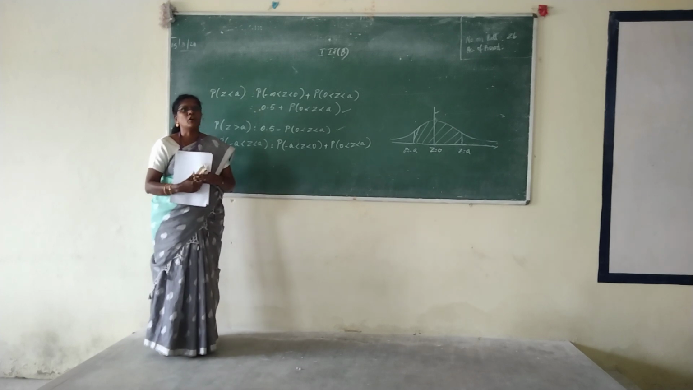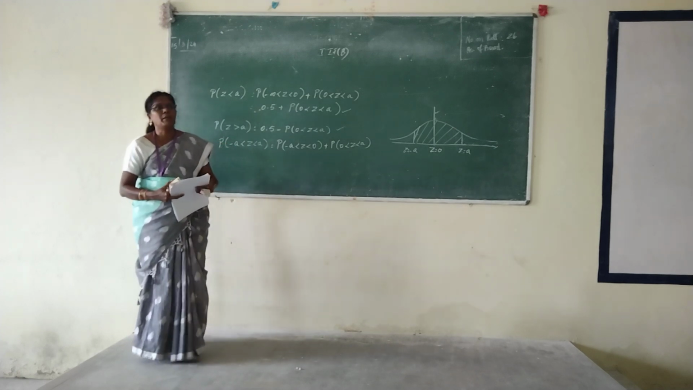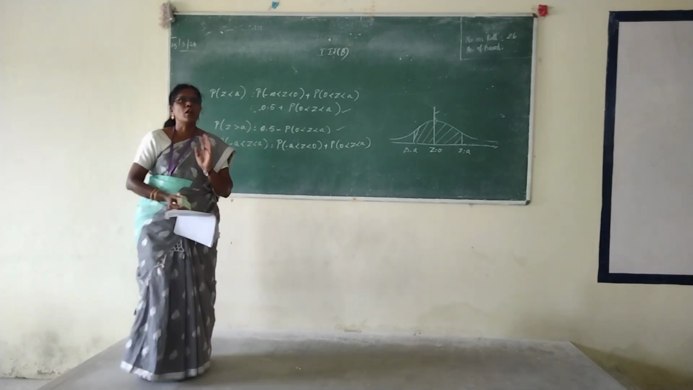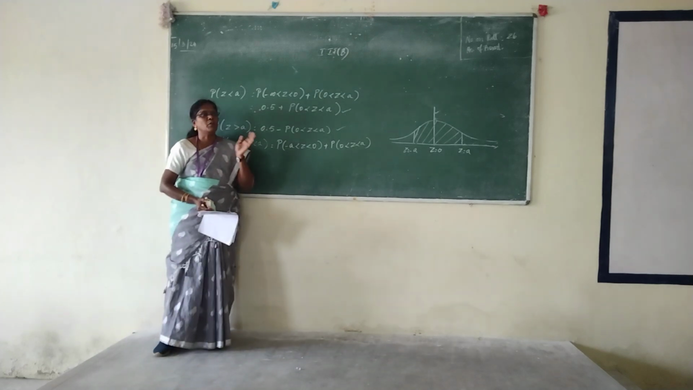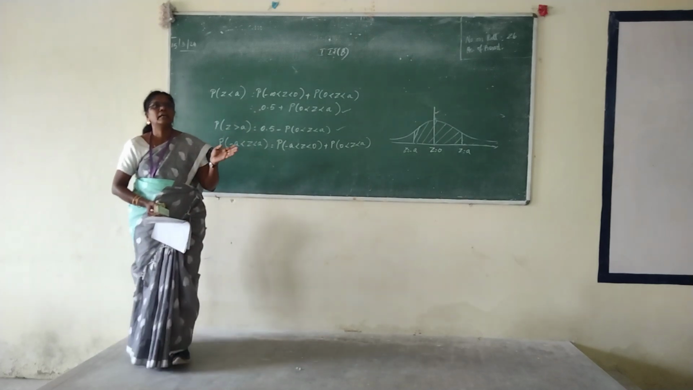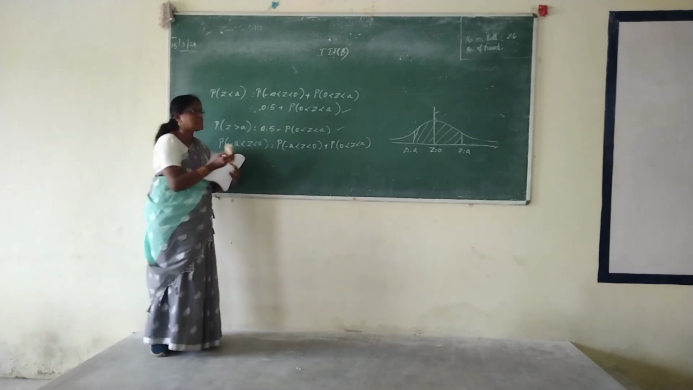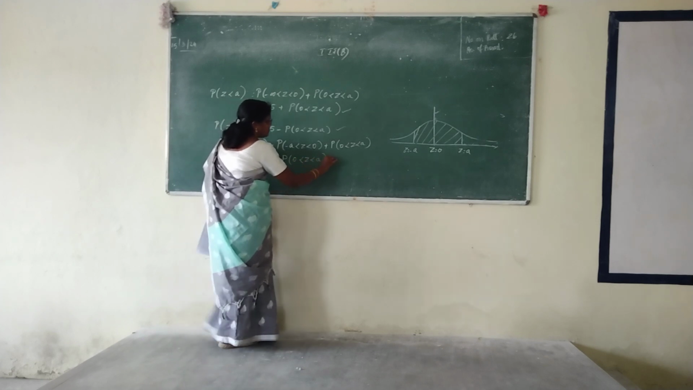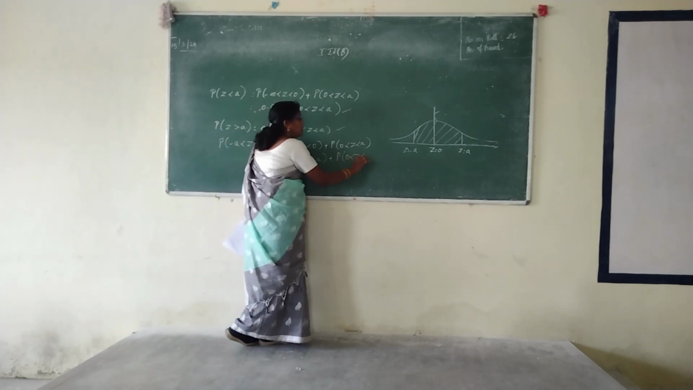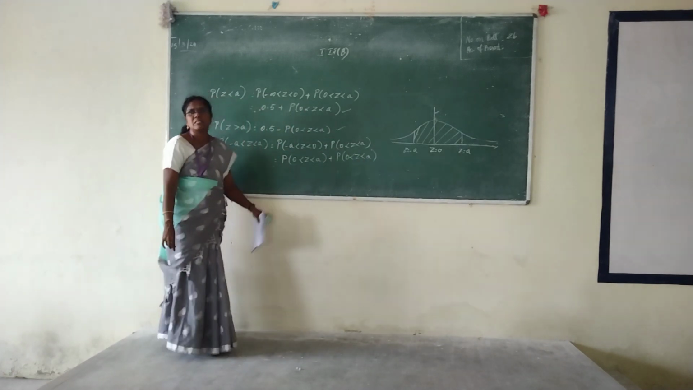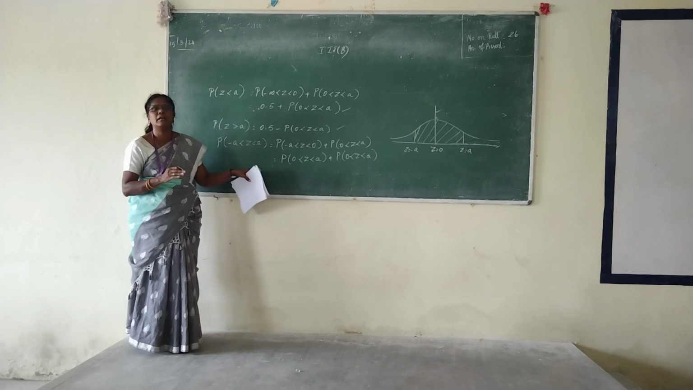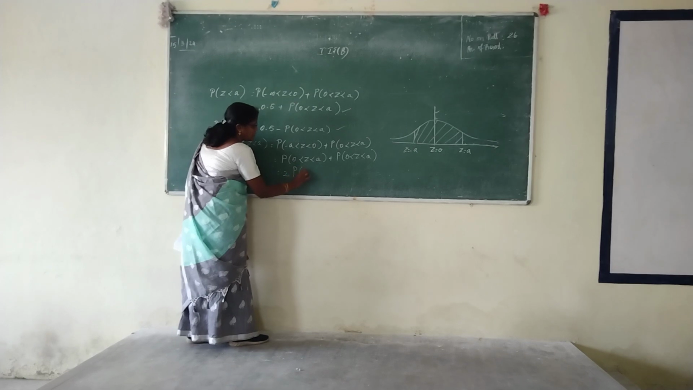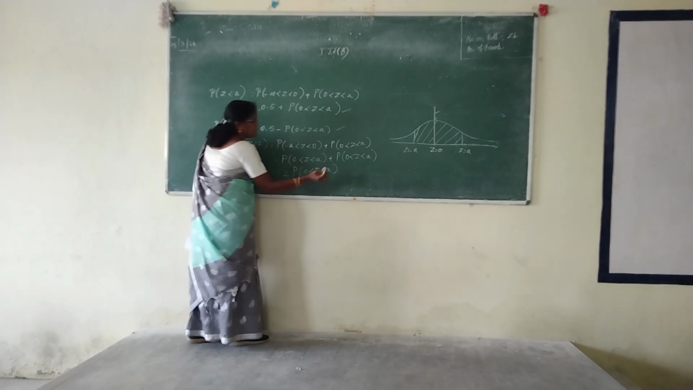The table gives answers only for positive values. It will not have the answer for negative values. Why? Because it is a symmetrical one. I told you in the graph it is symmetrical, so all the values are symmetrical. Whatever answer you are going to get for the positive is the same answer for the negative. So minus A to 0 is the same as probability of 0 less than Z less than A. So in short, we can write this term as 2 times the probability of 0 less than Z less than A.